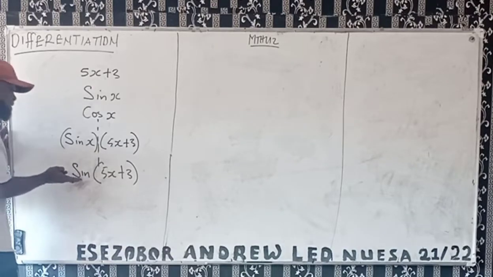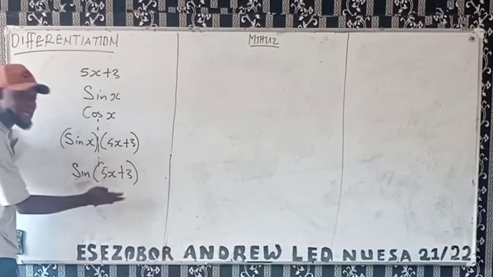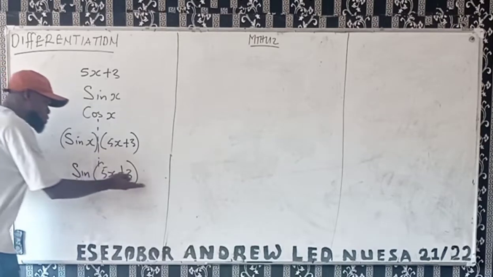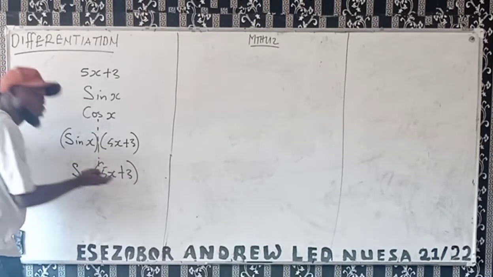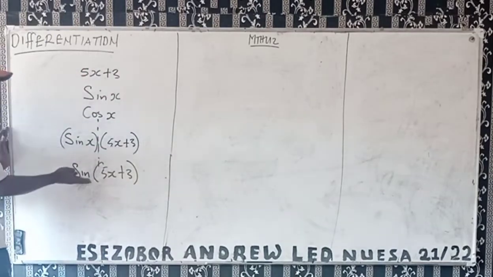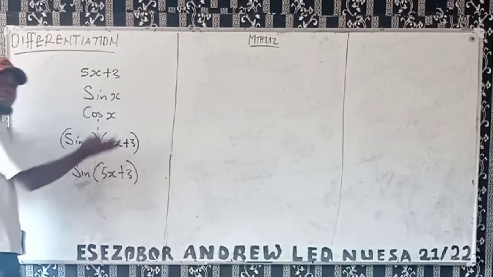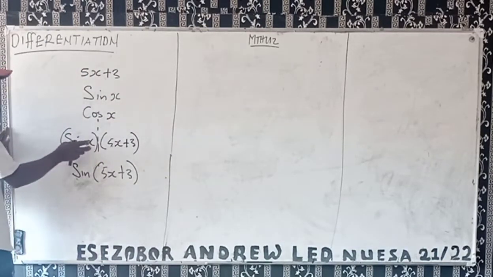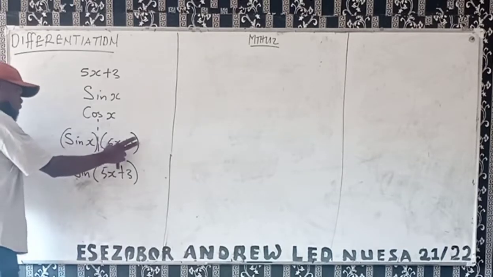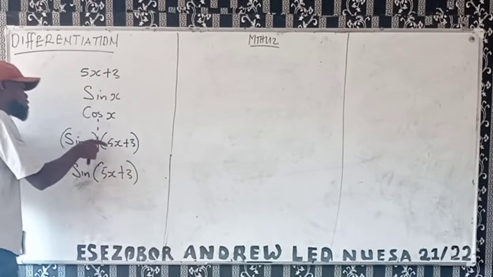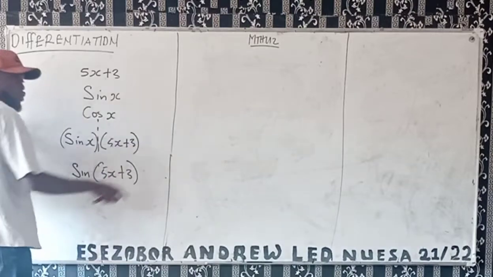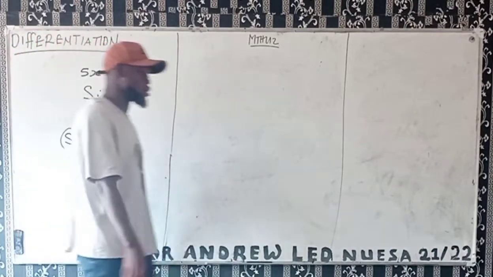So that's why this one that cannot be separated is called a composite function, or function of a function. That's what we call this one. But this one you can separate: you have sin x, and you have 5x plus 3. This one is called a product function.